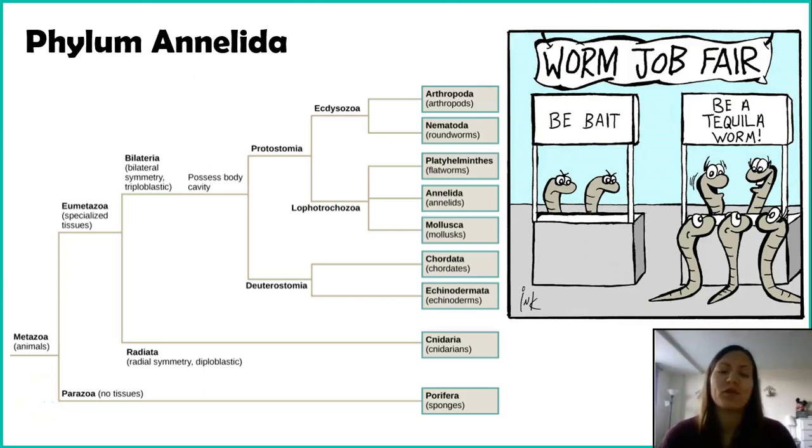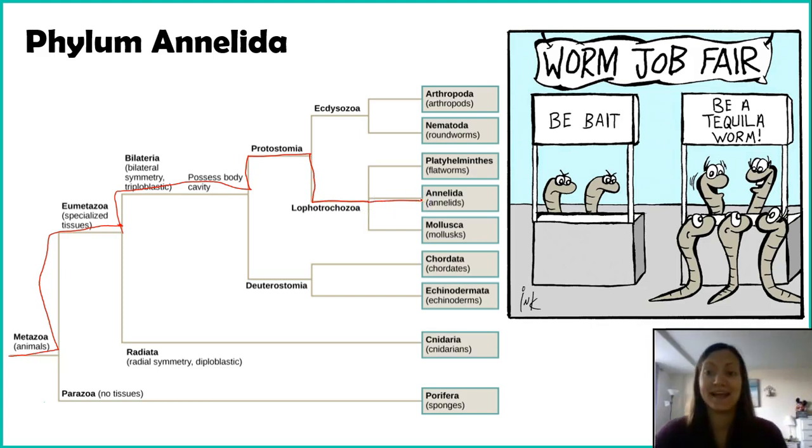So the next phylum that we'll explore is Phylum Annelida. Again, as a super quick recap, we're in Metazoa, we're in the true animals, Eumetazoa, we're in bilateral, we're in protostomes, and we're in Lophotrochozoa. And now here we are in Annelida.